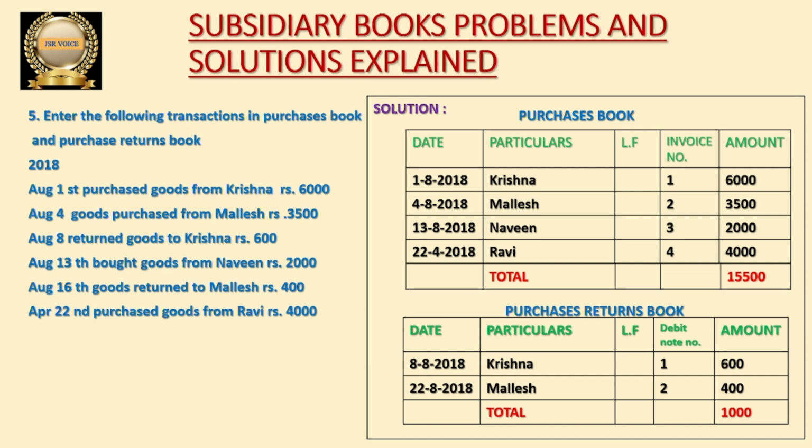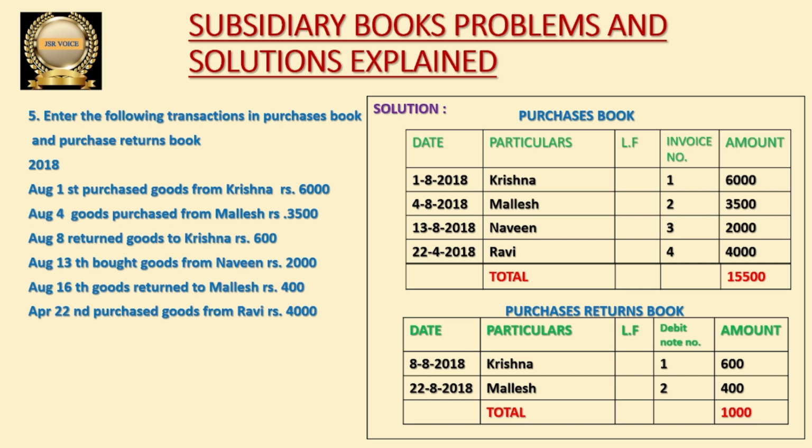Let us discuss next one. August 8th, returned goods to Krishna. Returned, it is not purchases, it is returns. Which returns? We have two returns actually. Returns are two types, purchase returns, sales returns. We have to decide whether it is purchase returns or sales returns. So how to identify whether this return is purchase return or sales return?